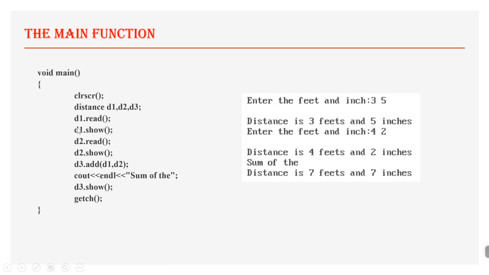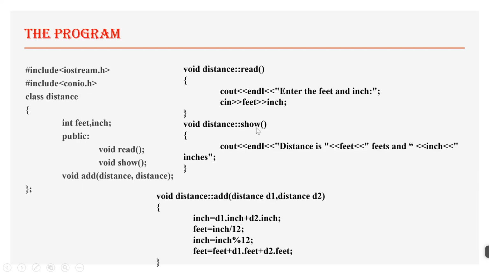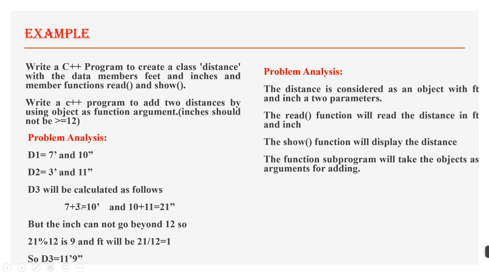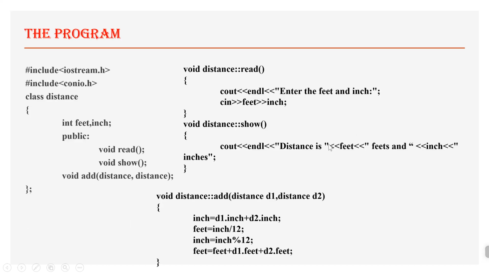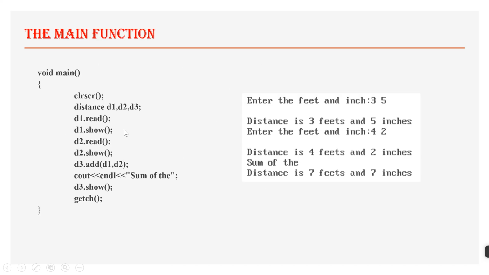Then I'm executing d1 dot show. What is it? Distance is 7 feet and 10 inches. So this is how I am displaying. So step by step we can analyze. D1 dot read will read the first distance. D1 dot show will display the first distance. Of course, this is the output of a different example I've shown here. Similarly, D2 dot read will read the second distance and D2 dot show will show the second distance.